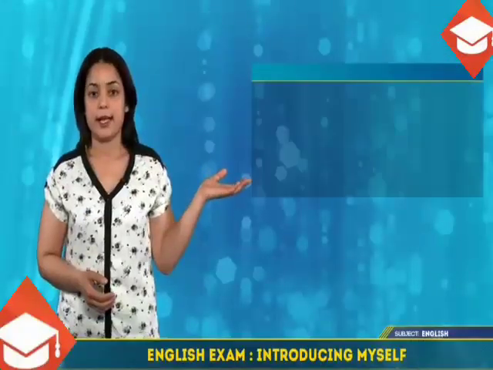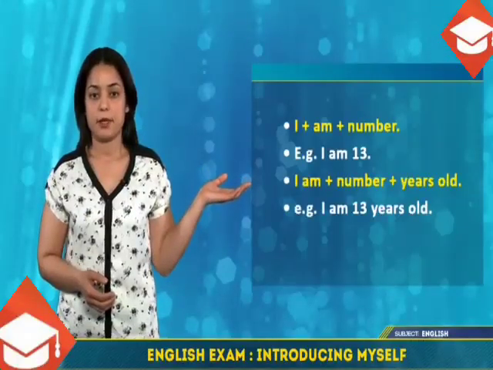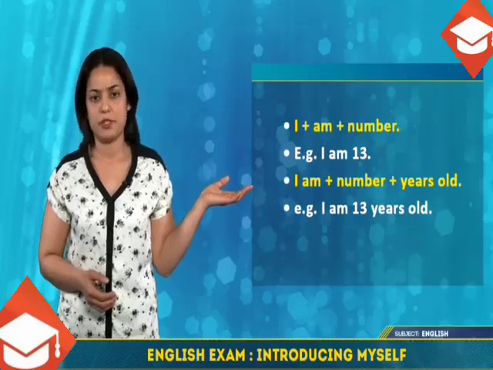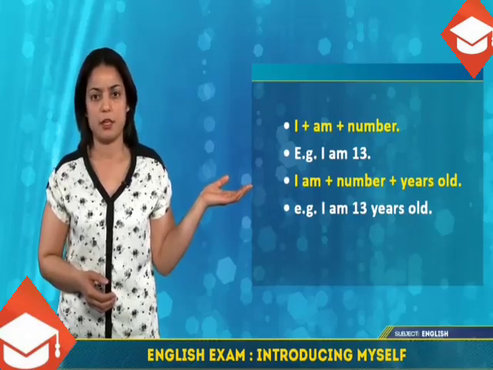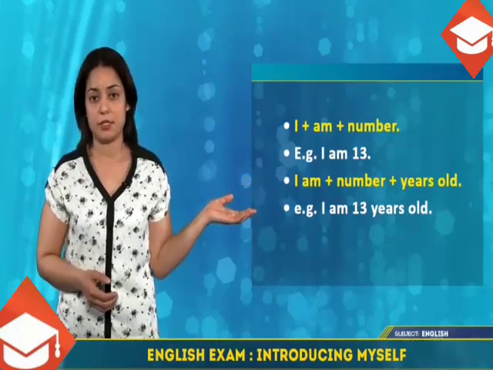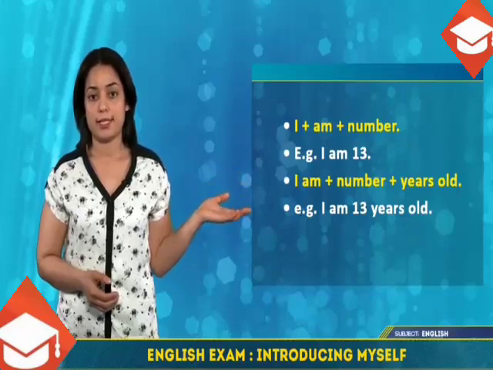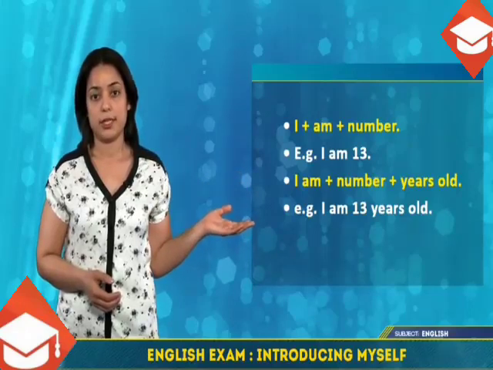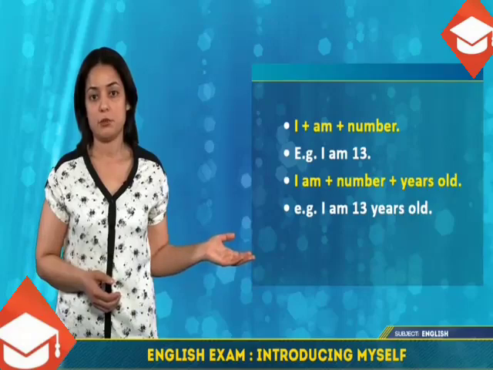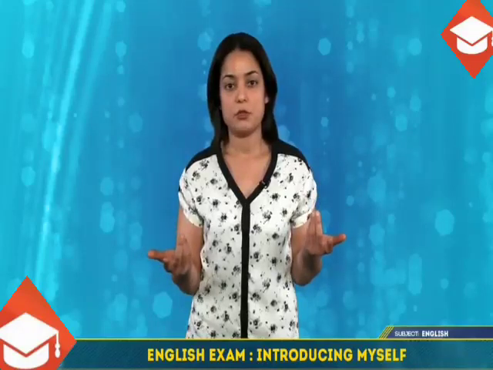The rule is I plus am plus number, like 1, 4, 17, 38, etc. For example, I am 13, or I am plus number plus years old. Example, I am 13 years old. Now you know how to say your name and age. What other information do you need to introduce yourself?